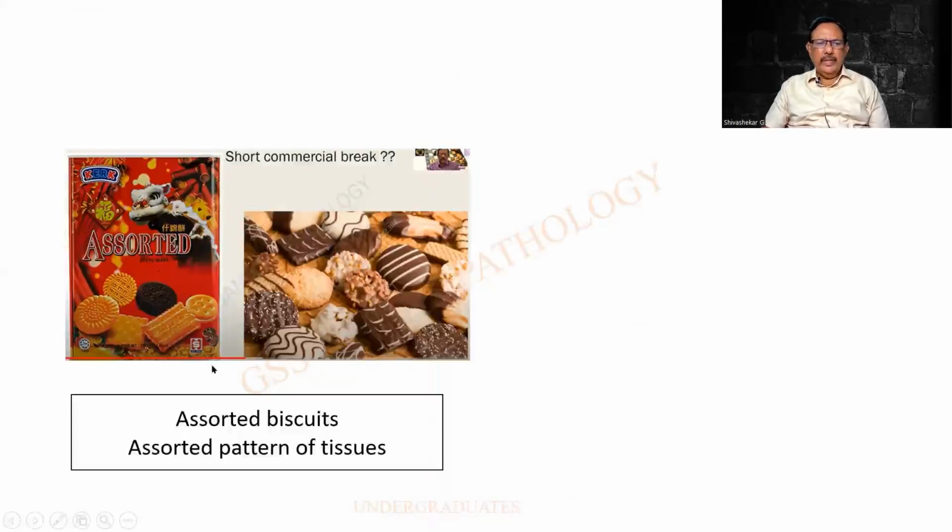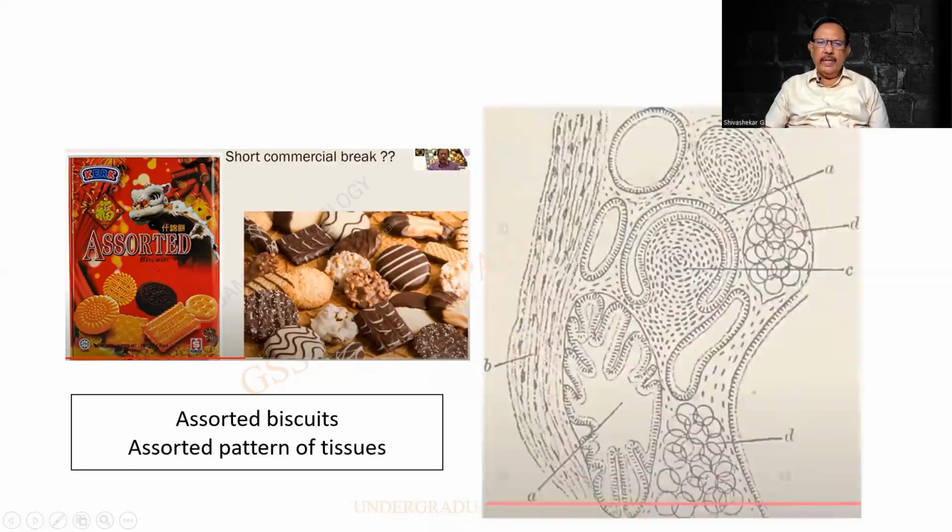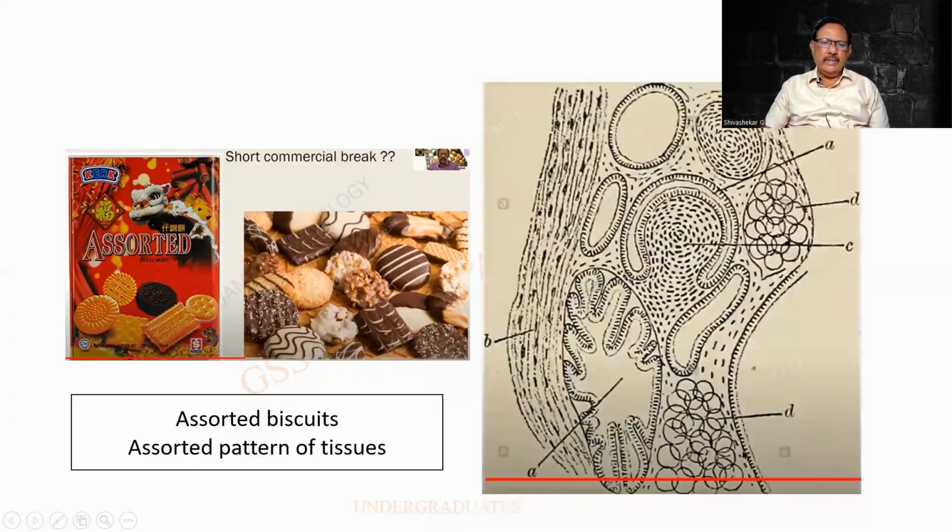So towards the end, a treat for all of you. I have opened a pack. I am finding that these have got no relation to each other. Obviously, these are assorted biscuits. They can be sweet, salt, or cream, or wafers. So these are called assorted biscuits. That is exactly what I am finding in this slide.